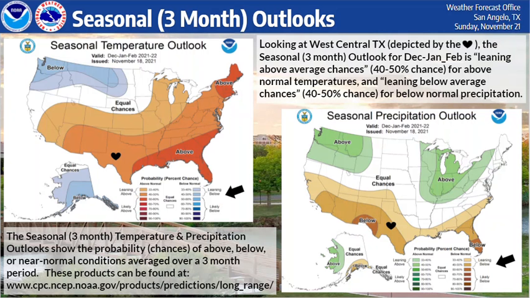In these specific graphics from November 21st, 2021, and looking specifically at West Central Texas, depicted by the heart shape, the seasonal 3-month outlook covering months December, January, and February for this area shows leaning above average chances for above normal temperatures, which refers to the 40 to 50% chance level in the key, and leaning below average chances for below normal precipitation, referring to the 40 to 50% chance level in the key.